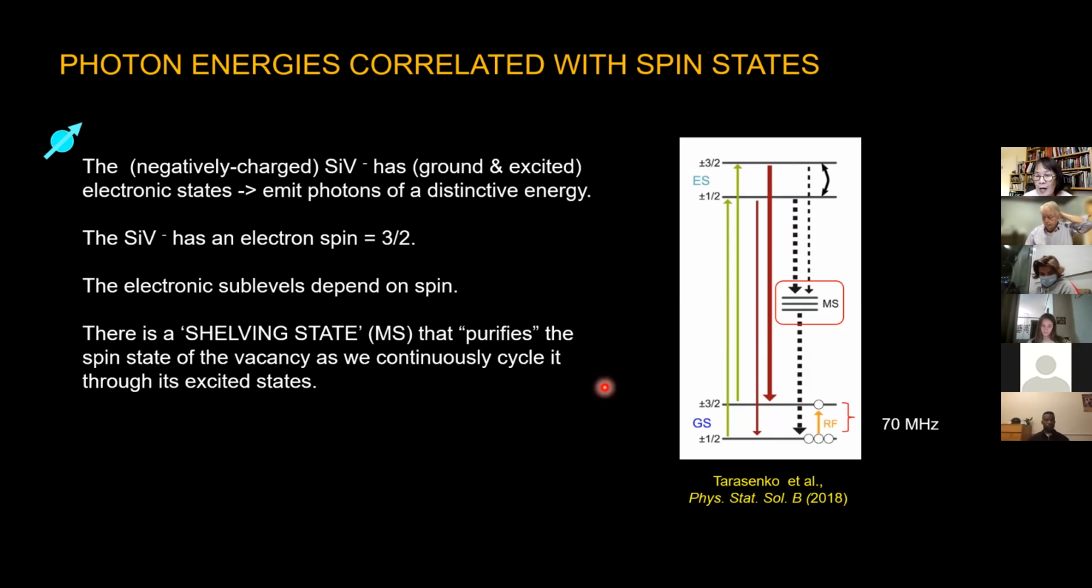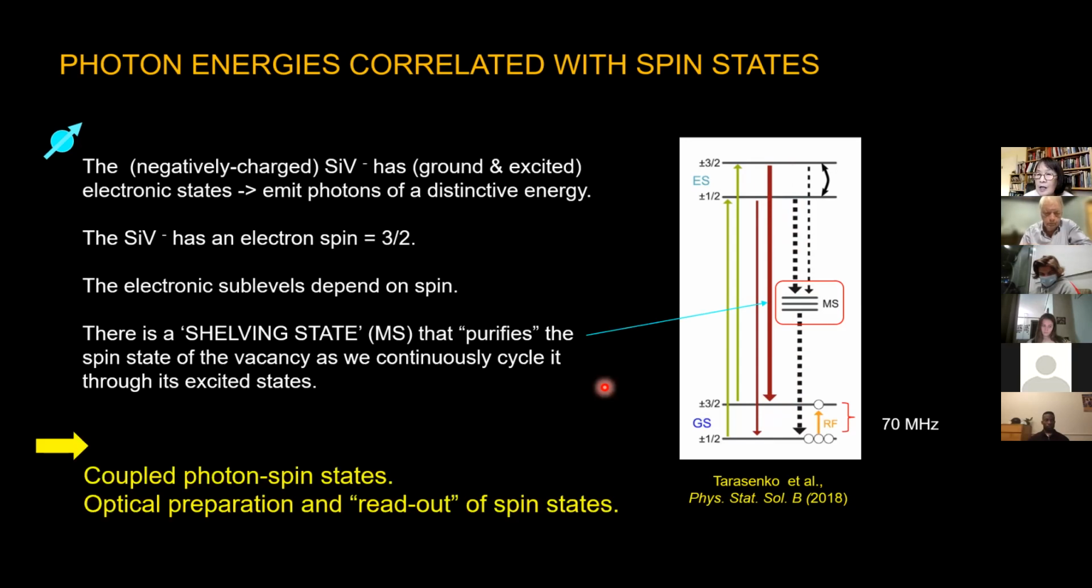So what happens is that nature has given me spin states that, by virtue of the shelving states, are coupled with the photon state. That enables optical preparation and readout of spin states. And if I want to rearrange everything, I can just mix the spin states by applying a microwave signal of about 70 megahertz.